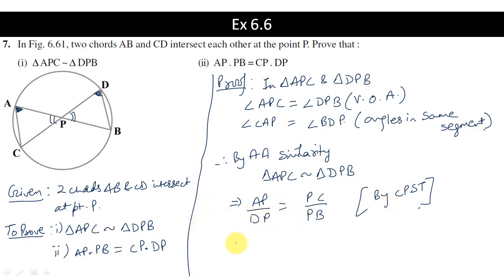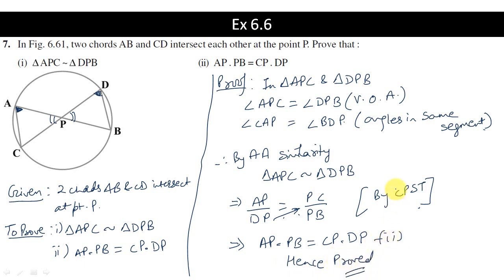So when we cross multiply in this expression, we'll get AP multiplied by PB is equal to PC, which can be written as CP, and this DP will be multiplied with this expression. So it will be CP multiplied by DP. This is the second part. Hence proved. This is the second part, and this was the first part. Okay.